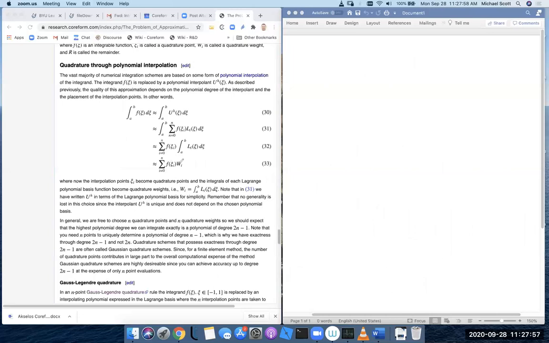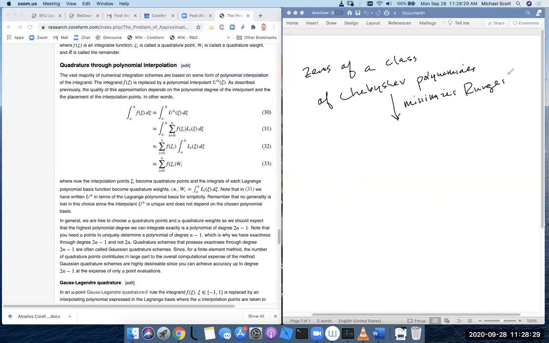you can show that the point locations that you want to pick are the zeros of some class of Chebyshev polynomials. And the important thing is that Chebyshev minimizes the Runge phenomenon. So it minimizes oscillations. If you pick your points to be the zeros of some Chebyshev polynomial, it minimizes the Runge phenomenon.